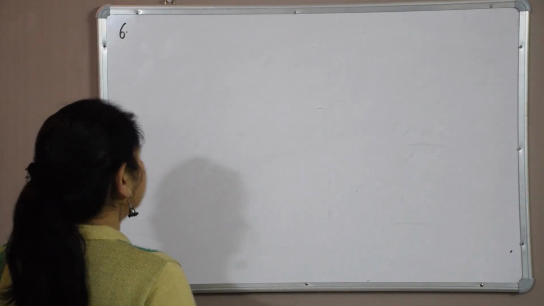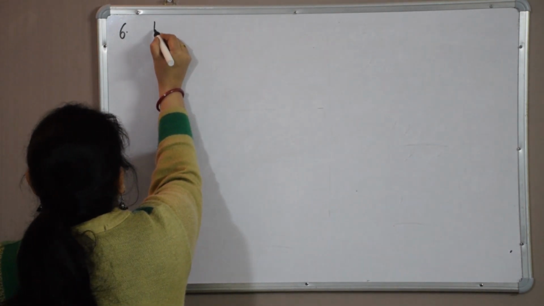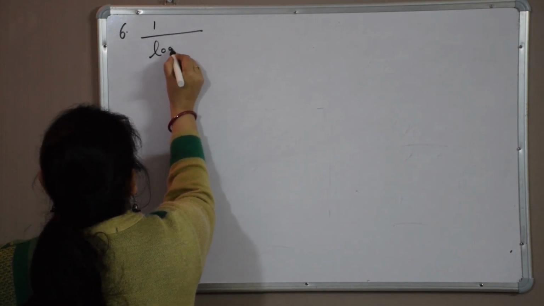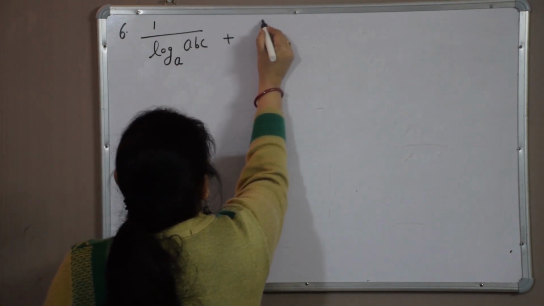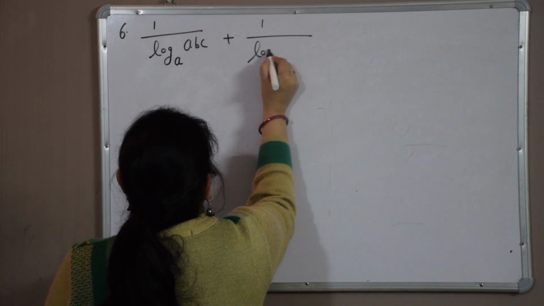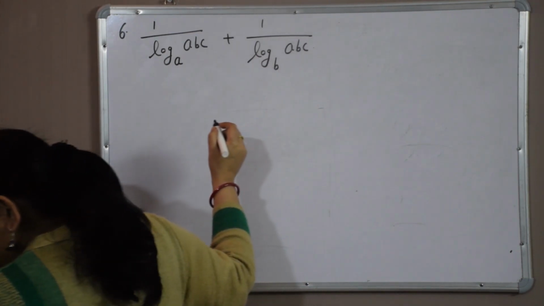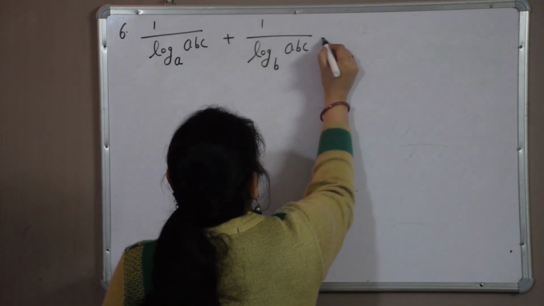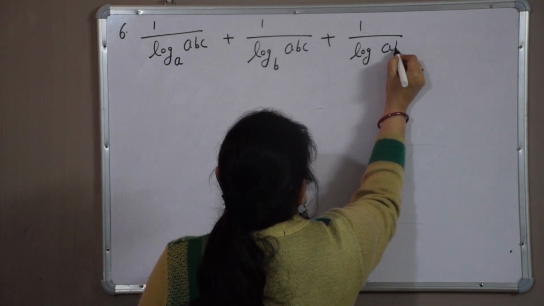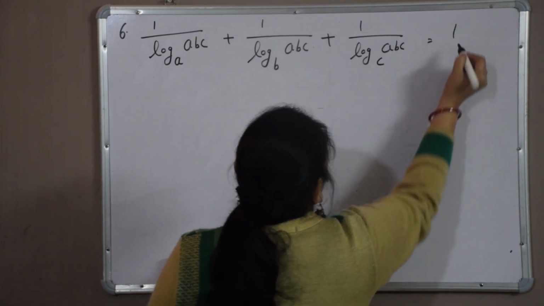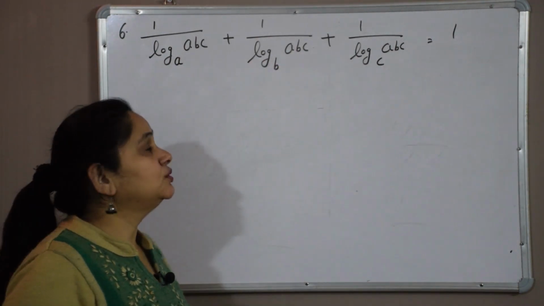Now the next question is 1 by log of ABC to the base a, plus 1 by log of ABC to the base b, plus 1 by log of ABC to the base c. We need to prove that 1 by this, 1 by this, 1 by this equals 1.